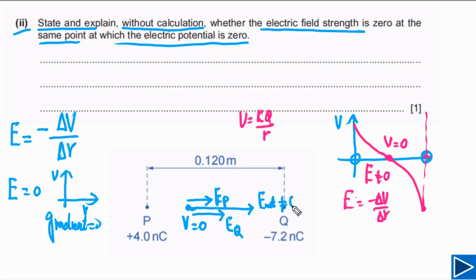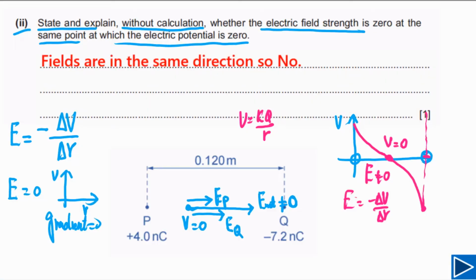So simply we can say in this case the net electric field is not equal to 0 because the fields due to P and Q are in the same direction. So that's the reason E net is not equal to 0, even though the potential at this point is equal to 0. And that's all we need to write down for this question. So this is how you can write down your answer.